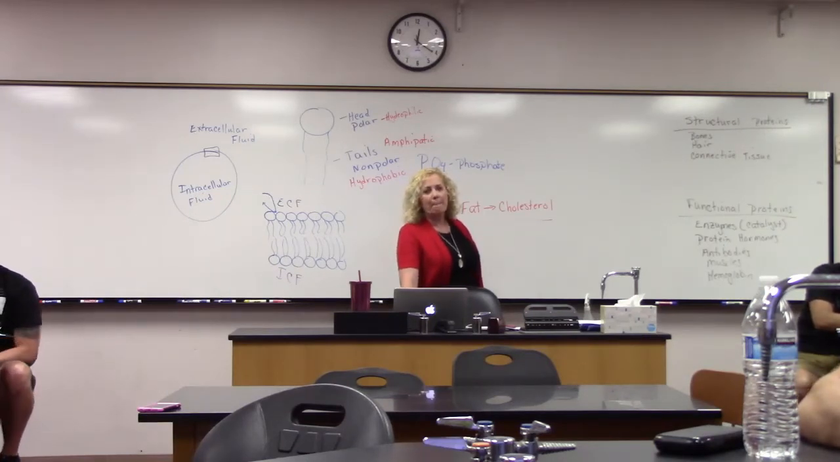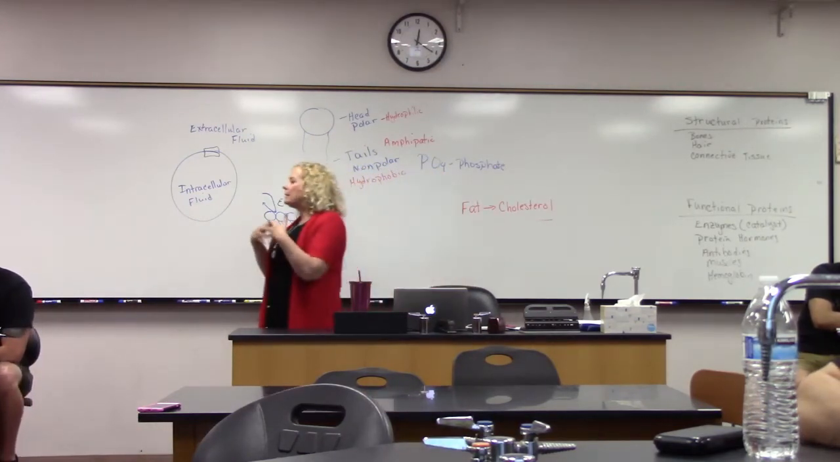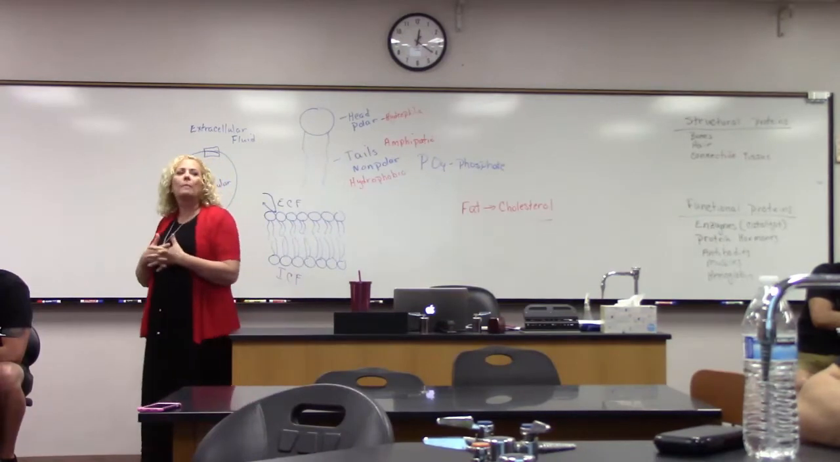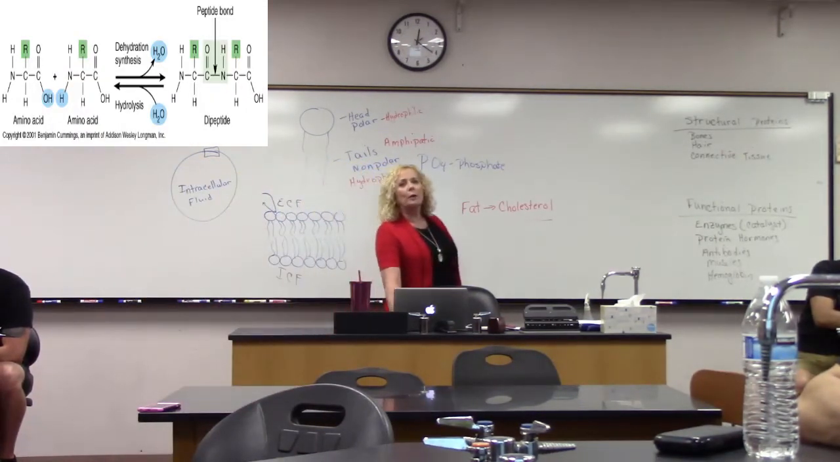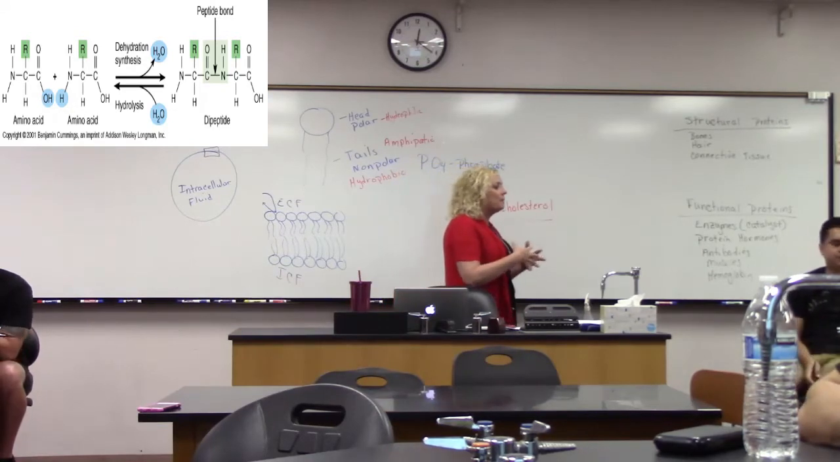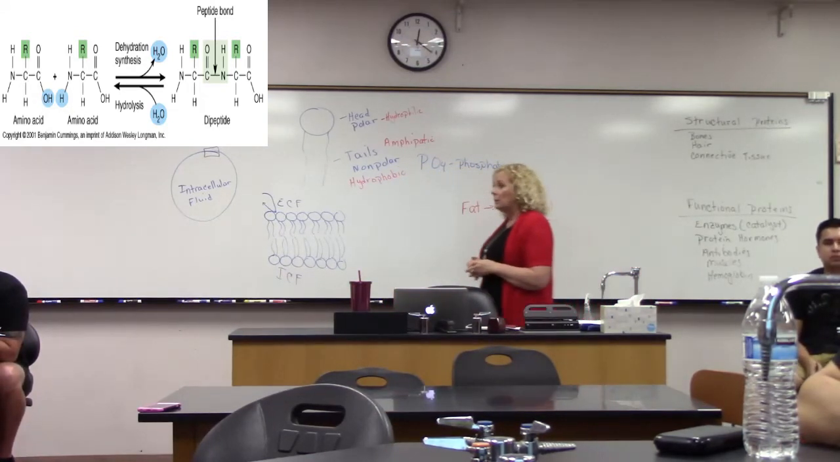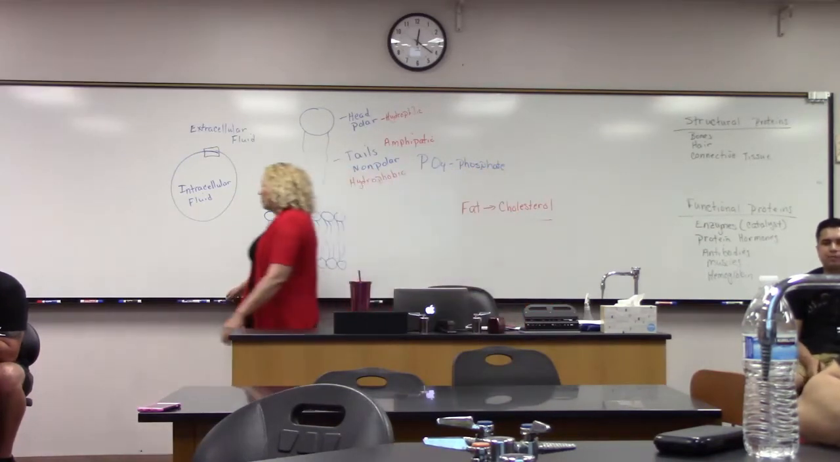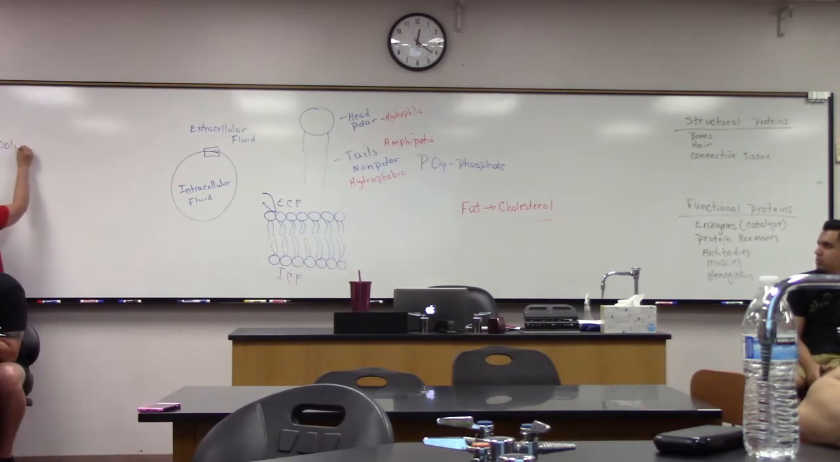Okay, now, when these amino acids are bonded together to form a protein, I want you to know that the bond is called a peptide bond. So when we bond 50,000 amino acids together, we're going to have a lot of peptide bonds, which is why you'll hear people refer to proteins as a polypeptide.